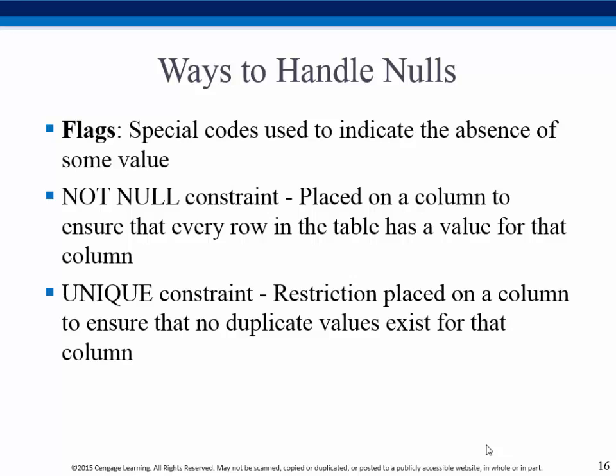That's when the not null constraint is placed on a column to ensure that every row in the table has a value for that column. And the unique constraint is a restriction placed on a column to ensure that no duplicate values exist for that column. That would be in your primary key mainly, that you cannot have a duplicate value.